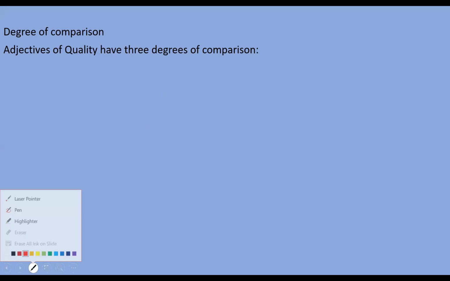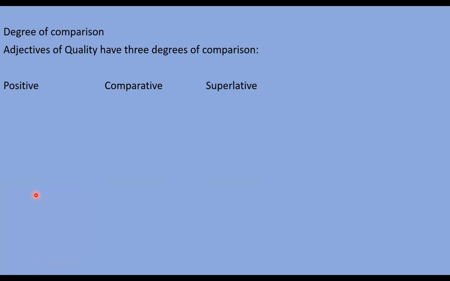So, dear students, first of all, we have to understand what is the degree of comparison. Adjectives of quality have three degrees of comparison. When we talk about adjectives, and basically adjectives of quality, at that time we need to see that three types of degrees are there. First is called positive, second is called comparative, and third is called superlative. Right? Positive, comparative, and superlative. Firstly, we will understand how to make comparative and superlative degrees. Then we will understand how to use positive, comparative, and superlative degrees, right?